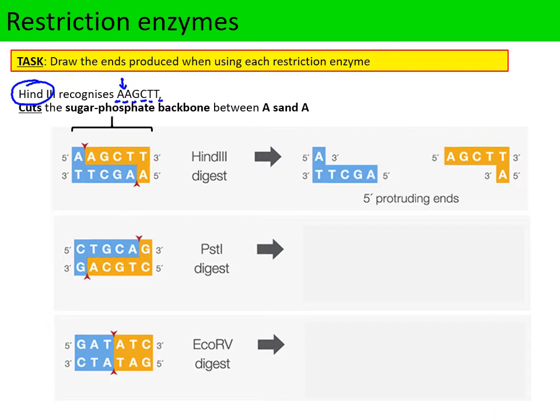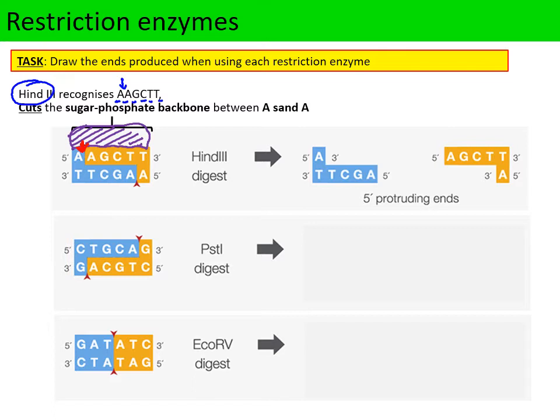So if we look at the sequence at the top of the slide, we can see this enzyme is going to recognize this sequence. It's got an active site that's complementary in shape to this sequence, AAGCTT, but it catalyzes the breaking of the sugar phosphate backbone between the two A's at that point. So the enzyme recognizes AAGCTT, but it actually cuts the sugar phosphate backbone between the two A's.